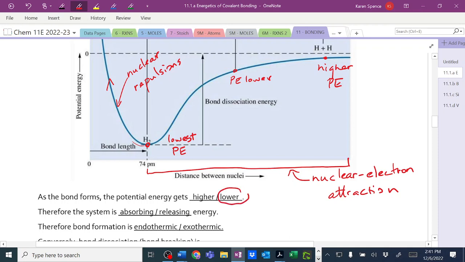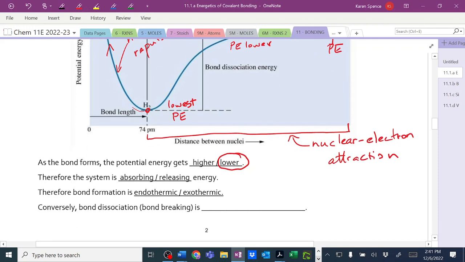lower. Therefore, the system is doing what? Is it absorbing energy or releasing energy? Ooh, that's tricky. Talk with your partner about that one. Not during the bond formation process. It only gets higher if you squash them together further.